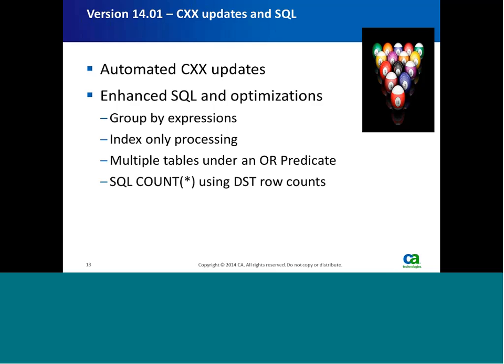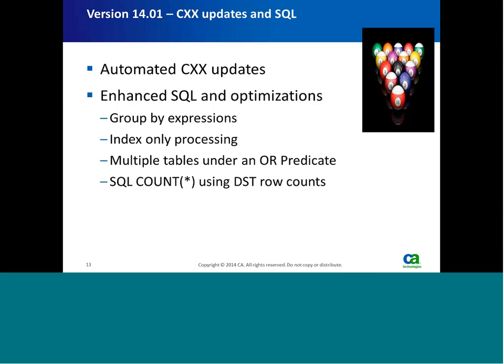We've made multiple SQL enhancements and optimizations have been delivered. Things like additional performance optimizations using group by expressions, adding index-only processing to SQL, a new multiple tables under an OR predicate. It basically is a capability to weed out a join clause that might have 20 or 30 tables in it, weed out the tables that are actually not referenced so that we can only join the rows that we need to in order to give the result.